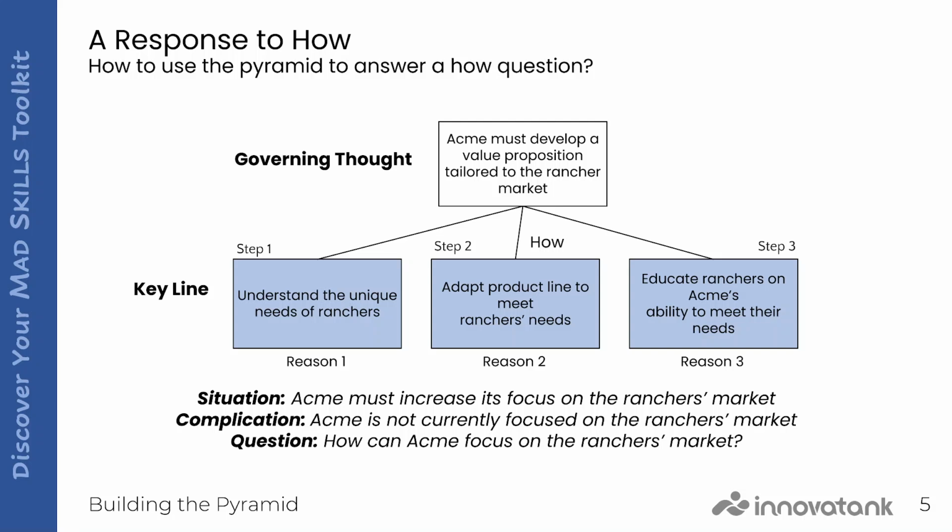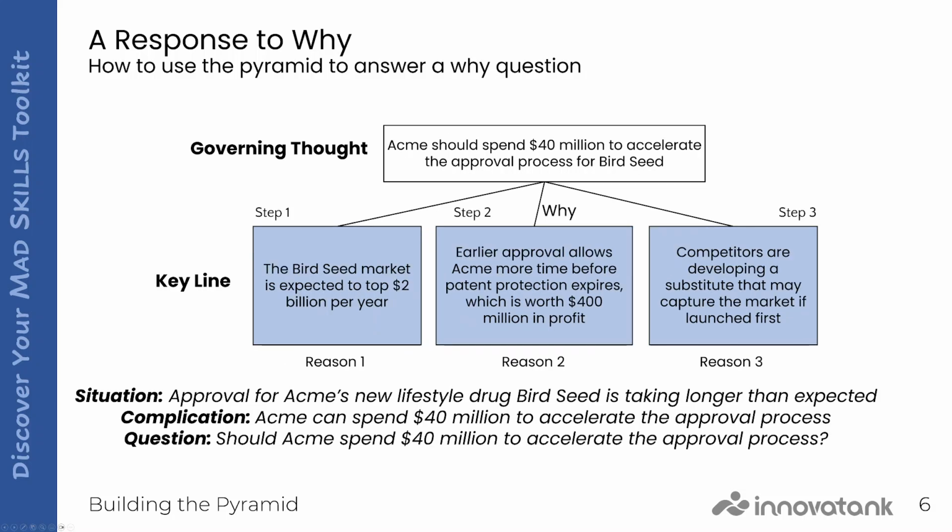So you can do this in terms of a response to how. And in here, Acme must develop a value proposition tailored to the rancher market. And in the key line, we have to understand the unique needs of those ranchers. We need to adapt the product line to meet the ranchers' needs. And then we have to educate the ranchers on Acme's ability to meet those needs. And below each of those, we have to talk about the evidence, the analysis that we get to get that. So these become the answer to that question in terms of how do we develop that value proposition.